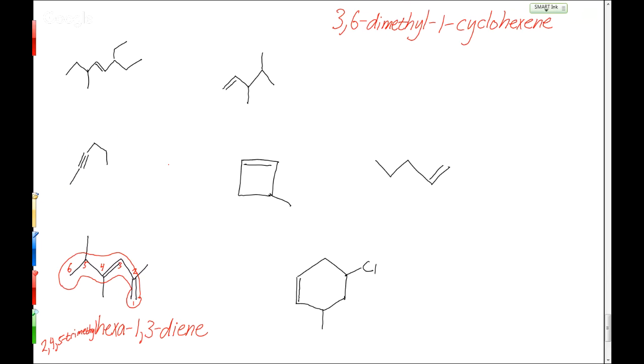There's no substituents because all the carbons are part of that chain. So we would number the chain as 1, 2, 3, 4, 5, 6, like that. And that would make this 2-hexine.